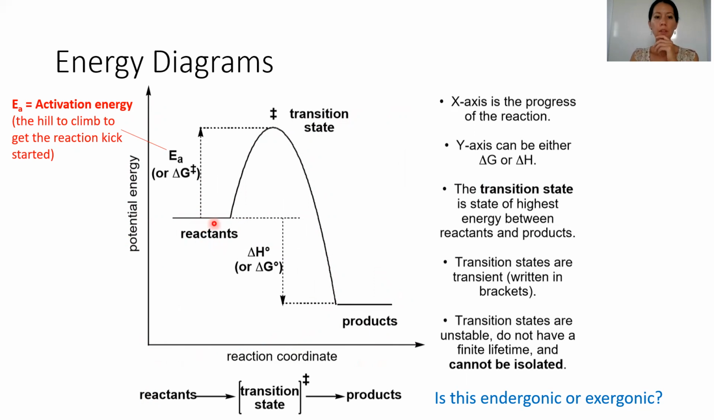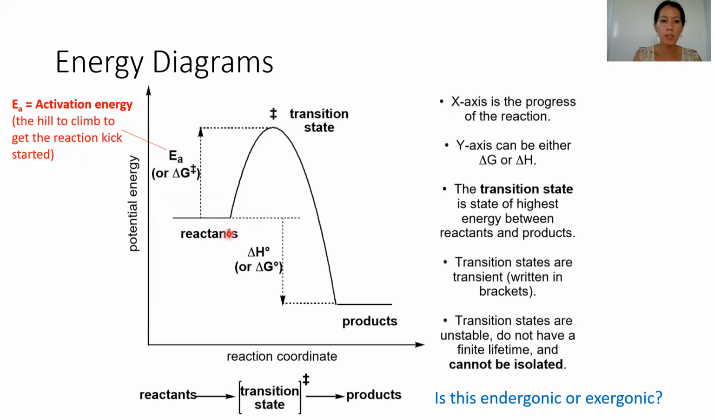So the other feature here is there's always some hill to climb. We call that activation energy or delta G double dagger. Double dagger because the top of the hill is called the transition state with a double dagger. So the activation energy is a hill to climb to get the reaction kick-started. There's a reason why reactions don't just spontaneously go all the time. It's because you need a certain energy to put into it to get it started.